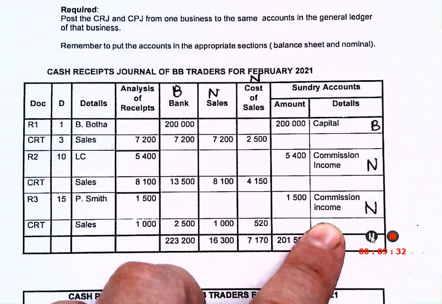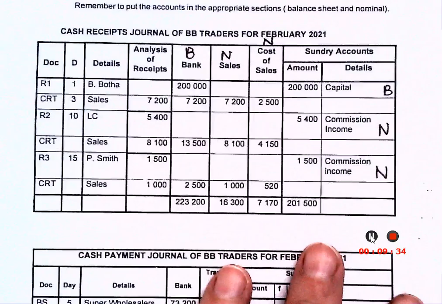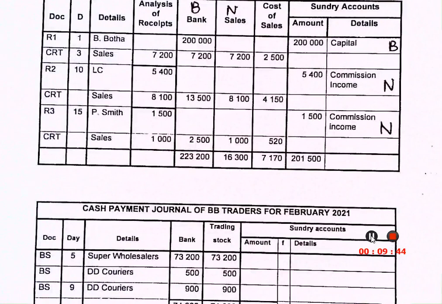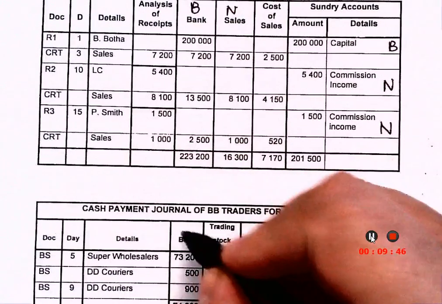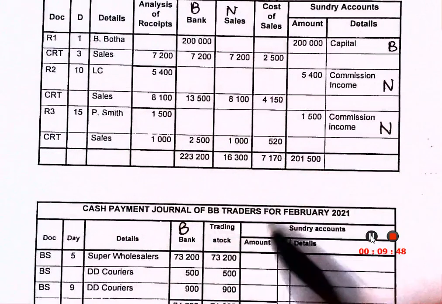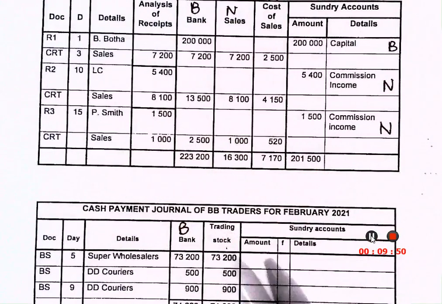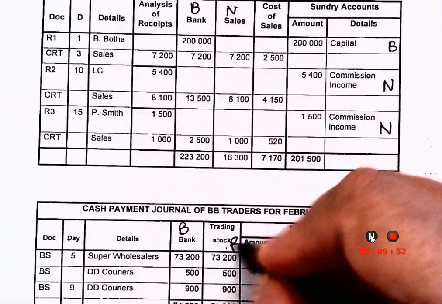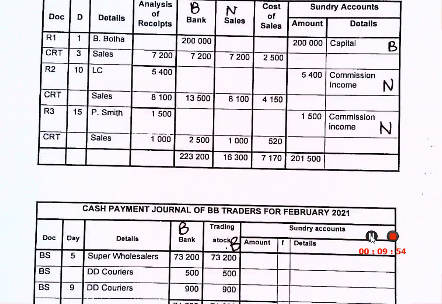Okay. Now, let's do it. So let's do it at the CPJ. In the CPJ, my bank is still a balance sheet. What is trading stock? It's also a balance sheet.